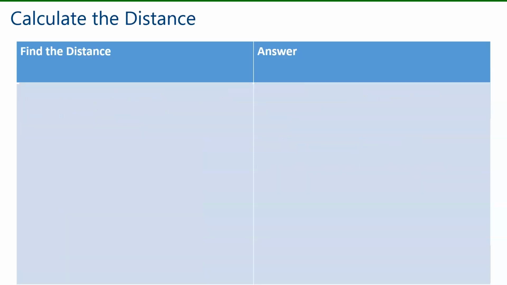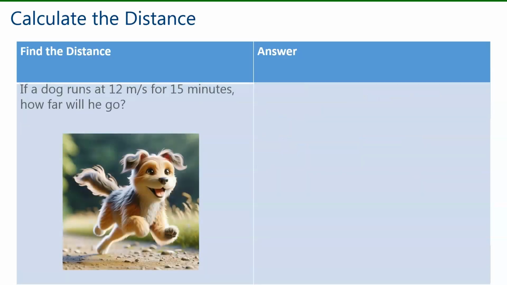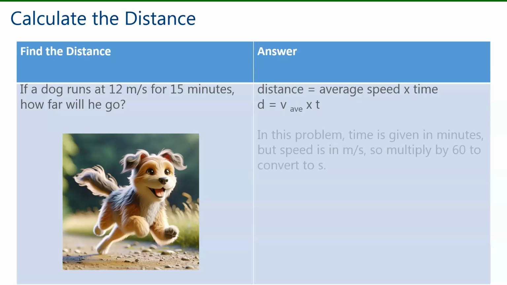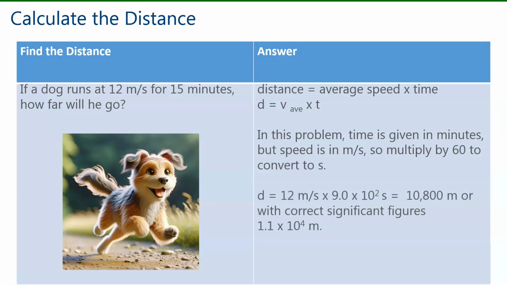Our last one for you to try says, if a dog runs at 12 meters per second for 15 minutes, how far will he go? The formula for distance is average speed times time. In this problem, time is given in minutes, but speed is in meters per second, so multiply by 60 to convert minutes to seconds. The distance then is equal to the average speed, 12 meters per second, times 9.0 times 10 to the 2 seconds.